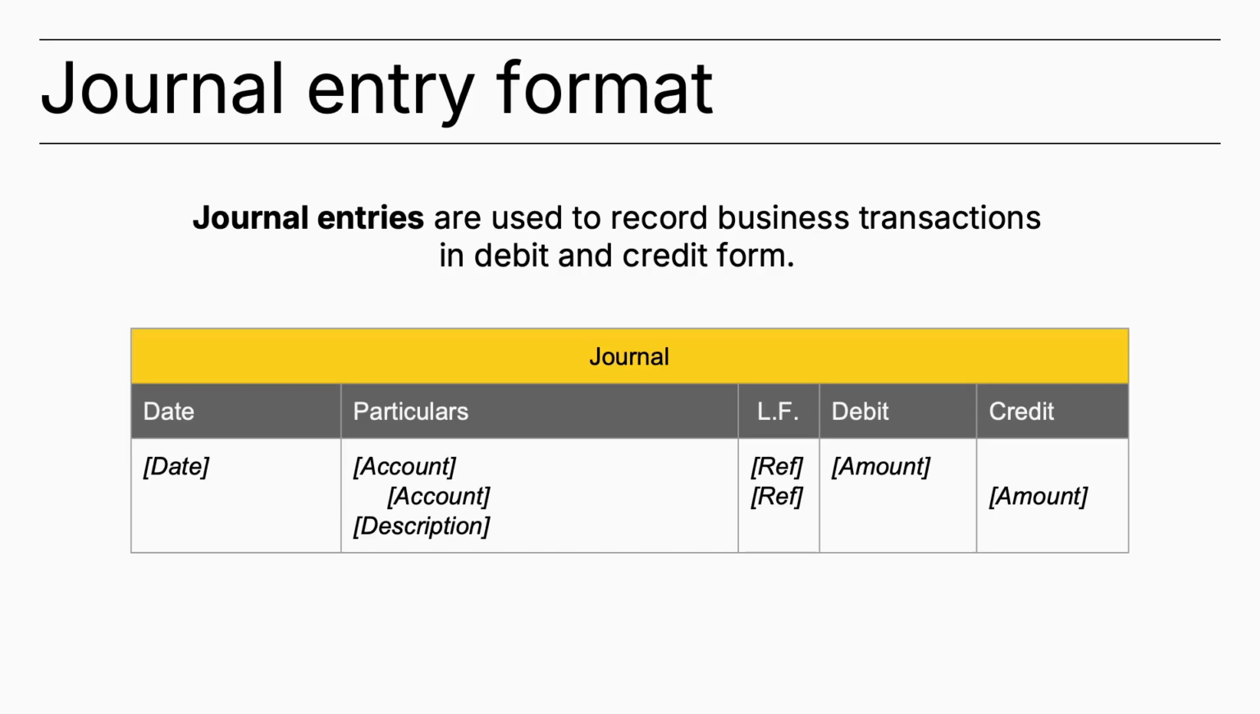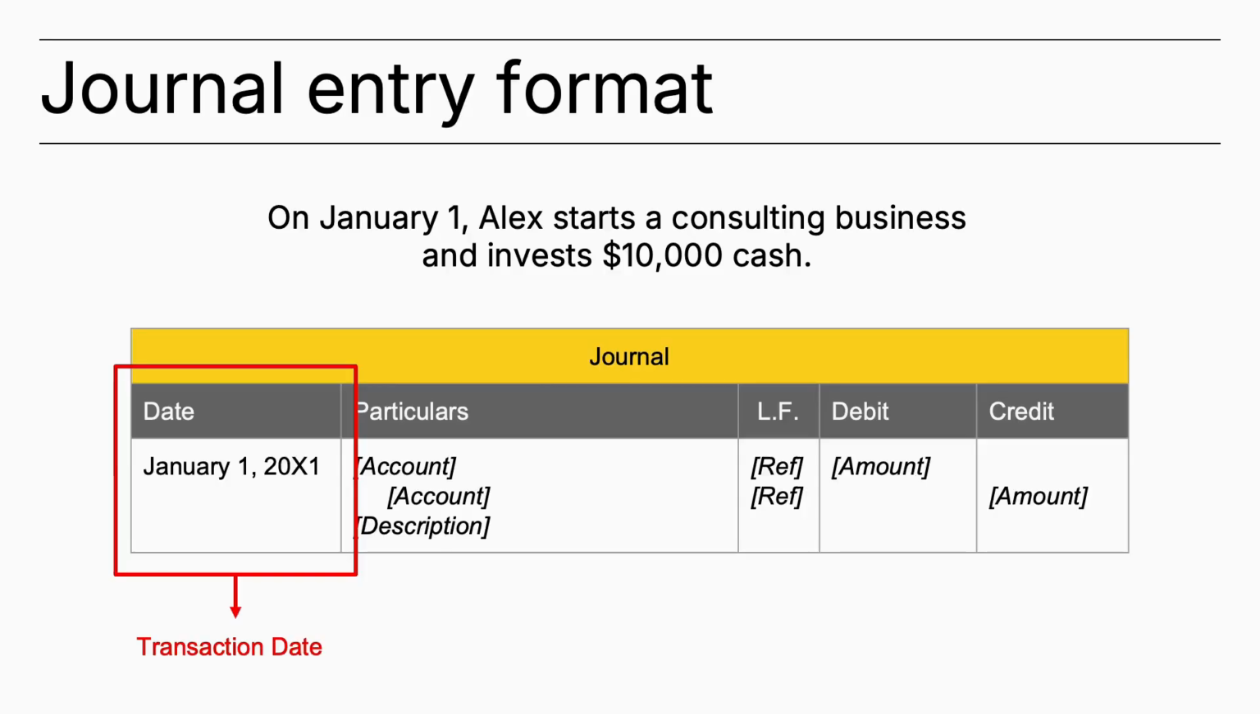Let's understand this using the example from the previous video. On January 1, Alex starts a consulting business and invests $10,000 cash. The first step is always writing the date. This shows when the transaction happened and keeps records in order.